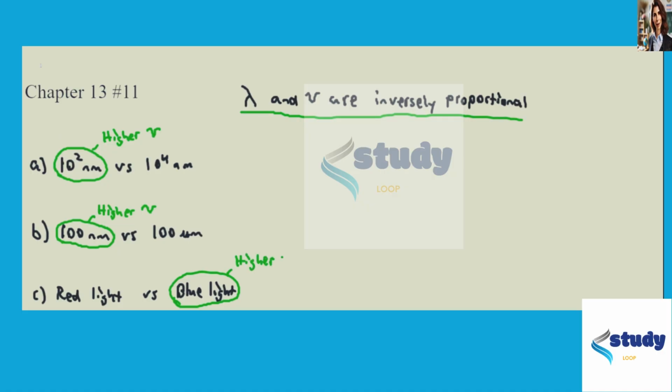Okay, and so again, in order to solve this problem, we just need to remember that wavelength and frequency are inversely proportional, and then determine in each of these sets which is the smaller wavelength, and that will be the higher frequency. And that's the answer to Chapter 13, problem number 11.